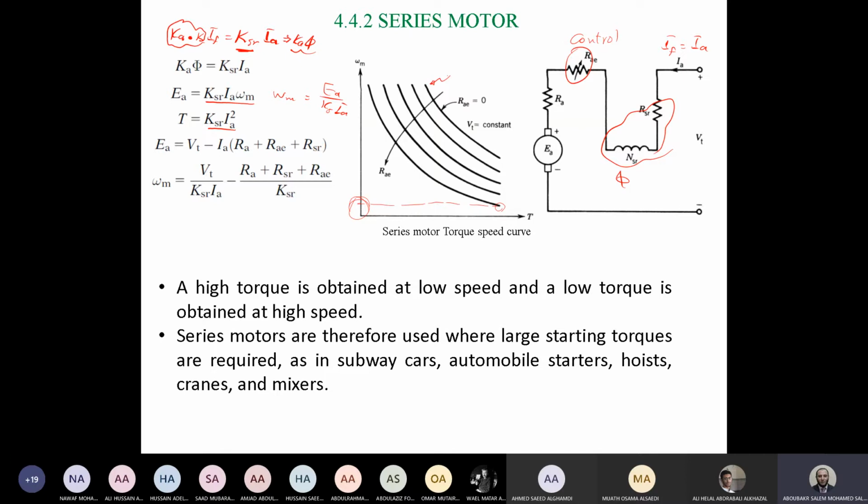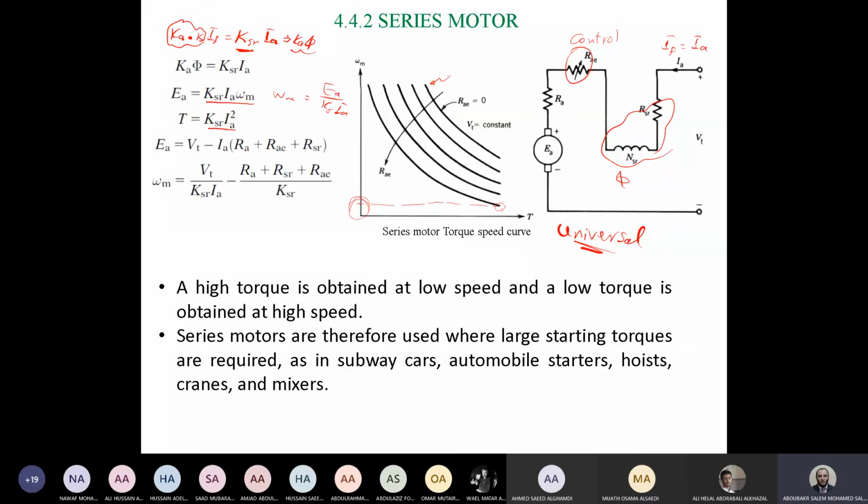Like blenders as well in home appliances. In home appliances, we have blenders using a series DC motor. However, it's connected to AC supply. So we can connect the series DC motor to AC supply, but in this case we call it a universal motor. A universal motor is nothing but a DC series motor supplied from AC supply. So this is the universal motor which exists in our home appliances like blenders.